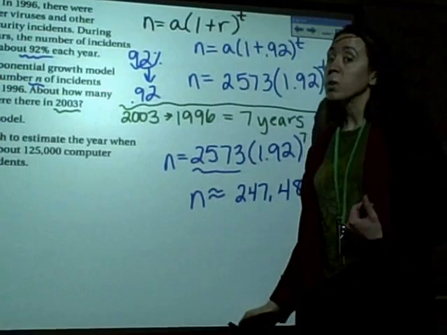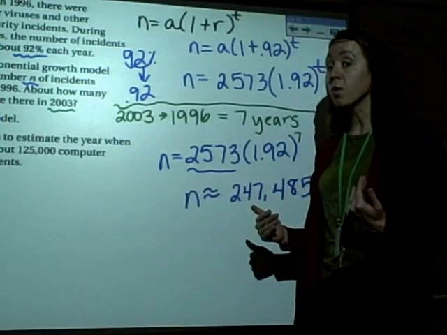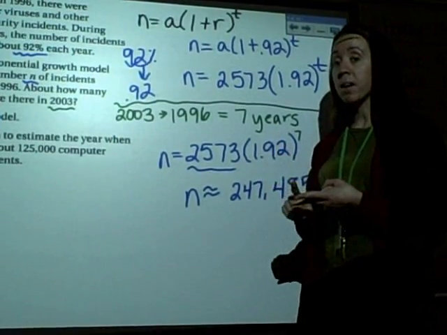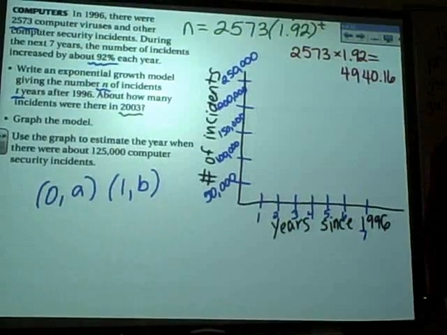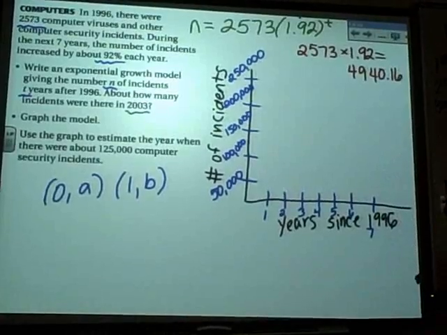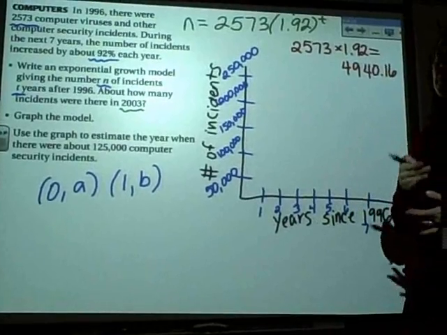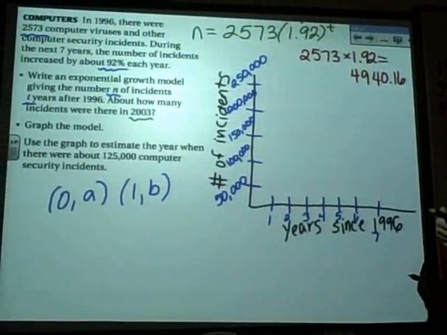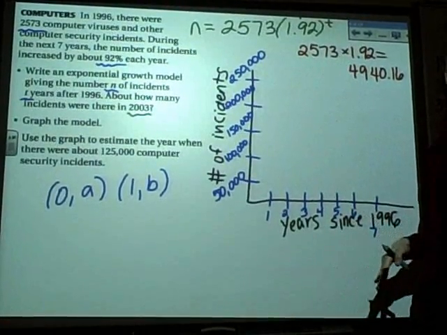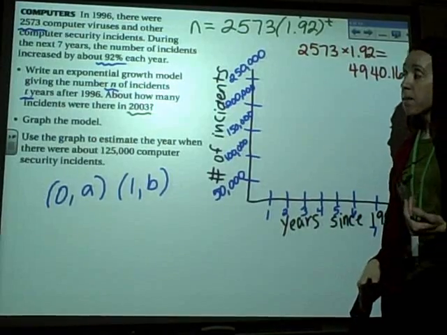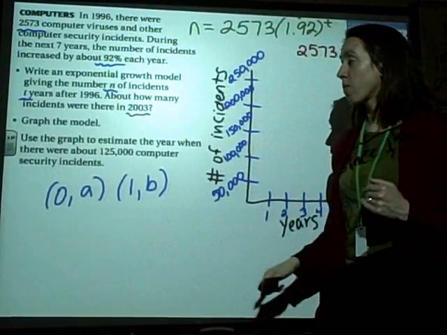Now we want to graph it, and the reason we graph it is to help us make predictions for the future. So our first step in graphing is to identify that A and B value, and then to get a good scale on our graph. Okay, so we went through our model, we found out how many incidences there were in 2003. Now what we want to do is graph our exponential model. And if you'll remember from a previous slide, to graph this model we want to use these two main points. And then we can make an XY chart for other points.